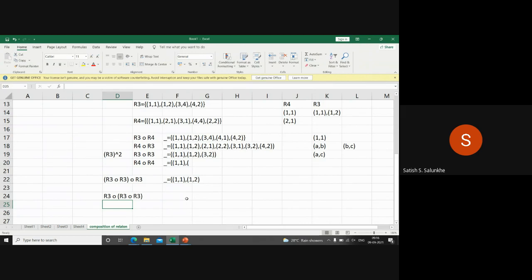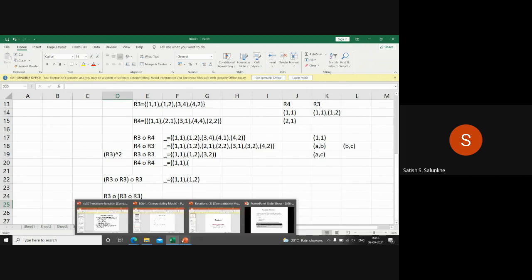Let us now go ahead. What we will discuss right now: we have understood now what composition is. Let me just quickly navigate here.